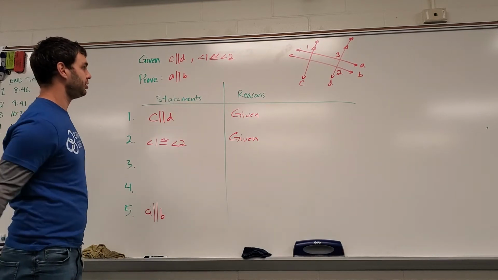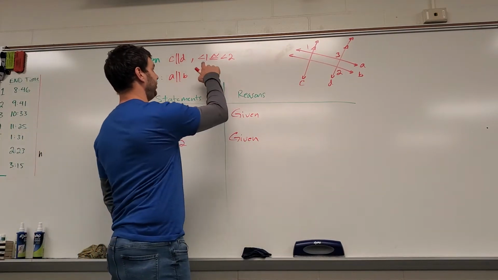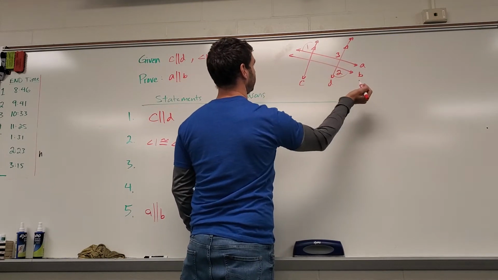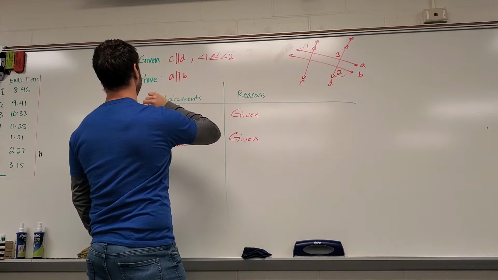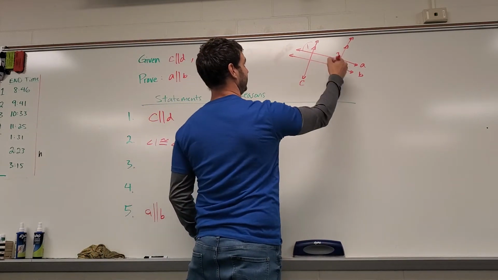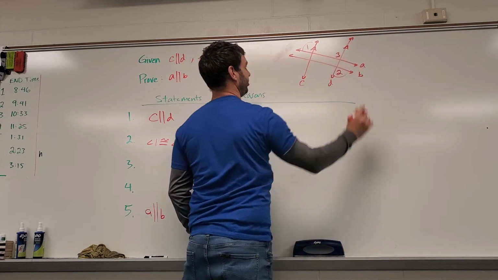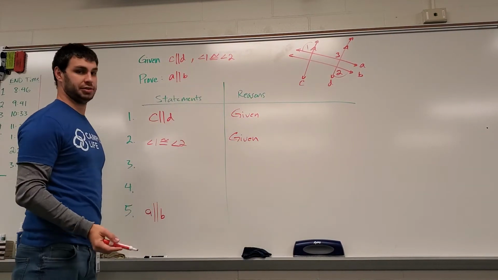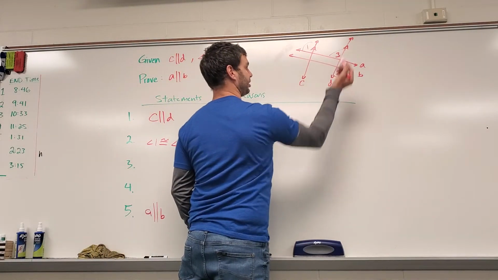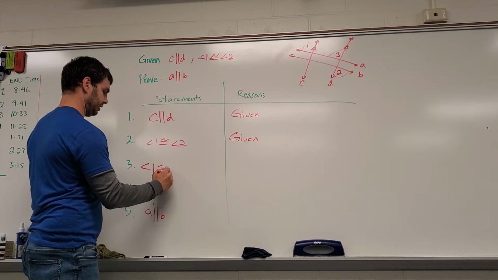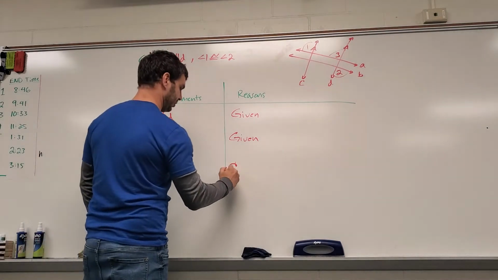Let's look at our picture over here, our diagram. We were given that angle 1 is congruent to angle 2. We also had, let's see, C was parallel to D. So C and D, and I already have that marked up here. So what does that tell us? That tells us first off that 1 and 3 are going to be congruent because those are corresponding angles. All right, so I'm going to say angle 1 is congruent to angle 3 because of the corresponding angles.